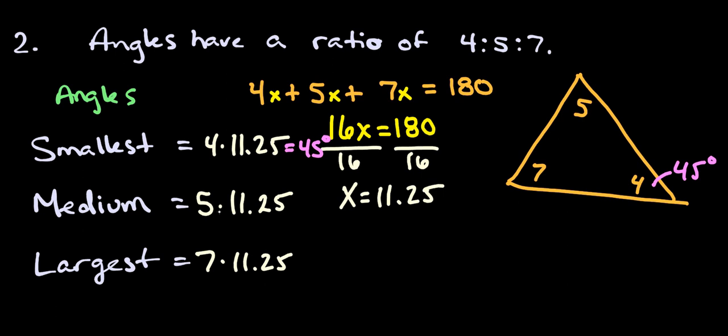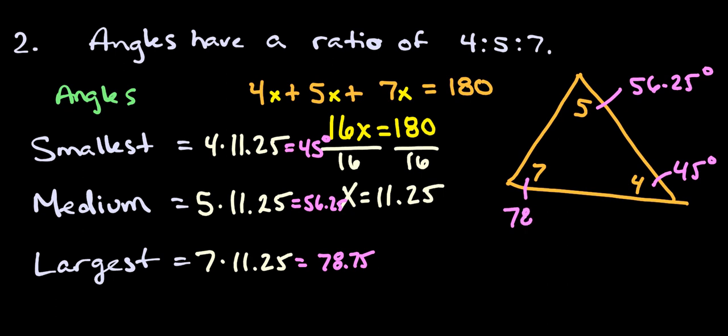Then we've got the medium angle. When we multiply the 5 and the 11.25, we get 56.25. So we'll put that right in here, 56.25 degrees. And then the largest, we end up with 78.75. So right here, 78.75 degrees. And it's okay that we got angles that have decimals. The thing you need to keep in mind is, do these add up to 180? And do they have the ratio of 4 to 5 to 7? If you were to do some of that arithmetic, you will find out they do.